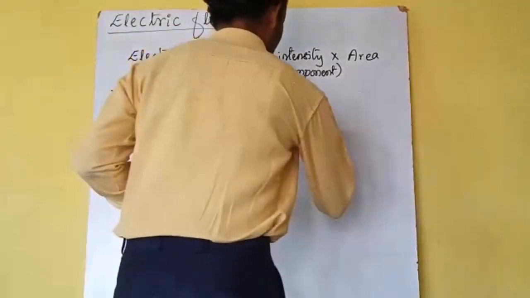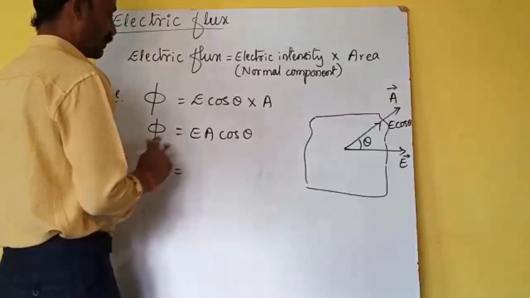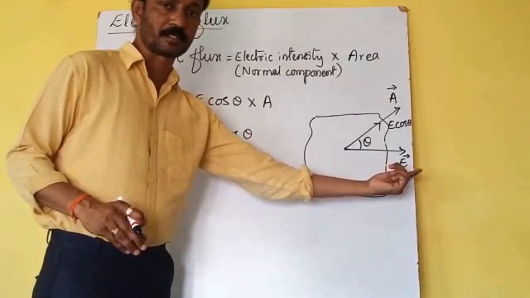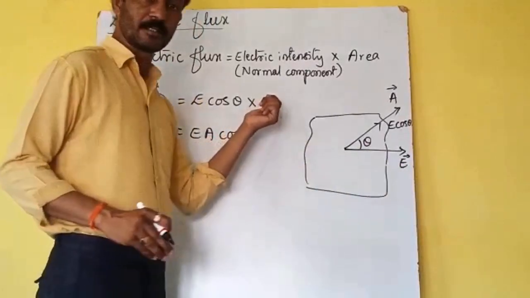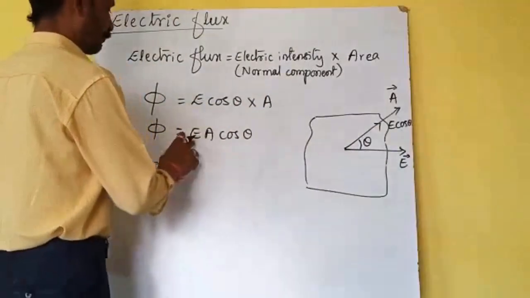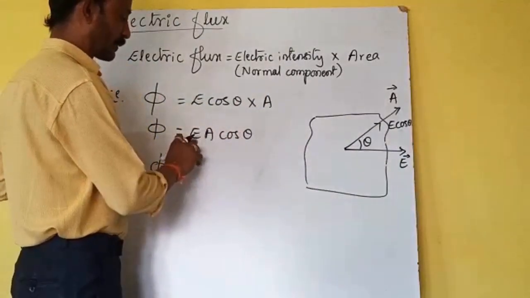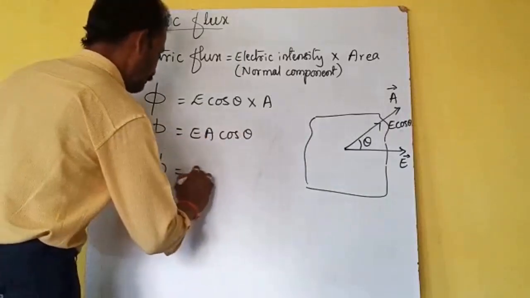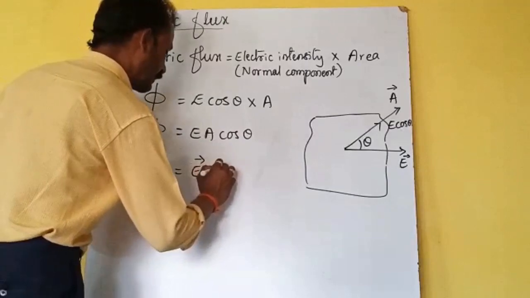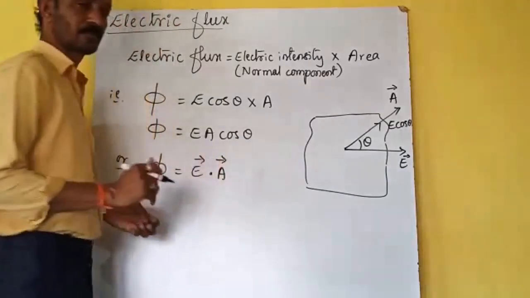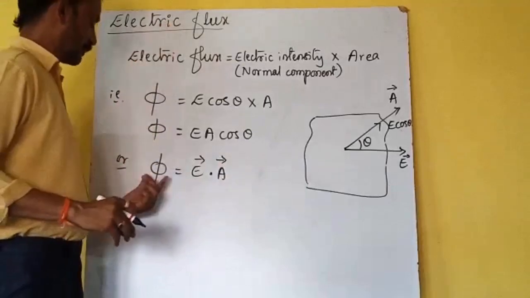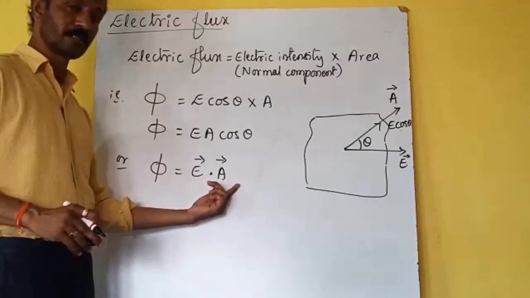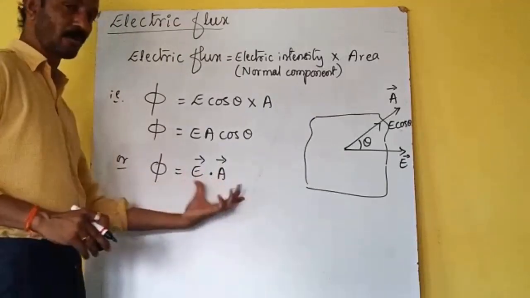See here, if we consider one surface, here E cos theta is a normal component of electric field vector and A is the area vector. So therefore this is a dot product of two vectors, electric field vector and area vector. Therefore phi equals vector E dot vector A. So thus electric flux is the dot product of electric field vector and area vector. It is in vector form.